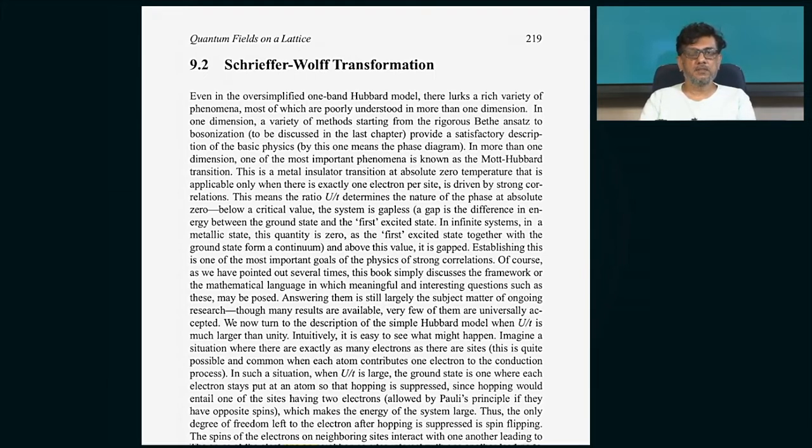One is something called the metal insulator transition. The idea is that if you have a Hubbard model and if the Coulomb repulsion becomes large enough, especially in three dimensions, you can show that the system goes from being a gapless system to a gapped system. That means it goes from being a metal to an insulator. So one of the important goals in the study of the Hubbard model is finding this critical value of U at which the system becomes an insulator from a metal.